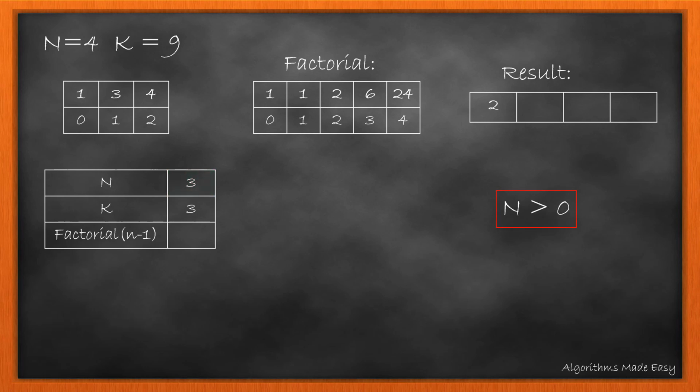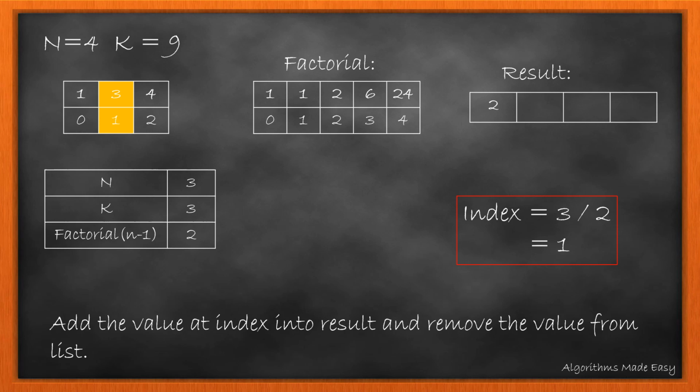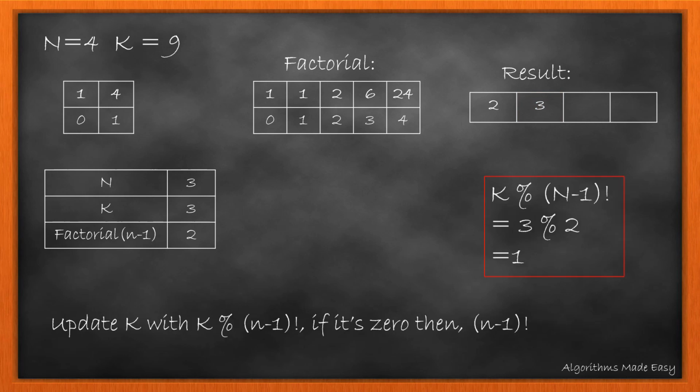As n is greater than 0, we continue with our loop and apply the operations again. Let's see them one more time in detail. We will take the factorial, which this time is 2. Now we find the index, which comes out as 1. Now take the value at index 1 from the list, add the value to the result string and remove the value from the list. Now we update k with k mod factorial and k becomes 1.